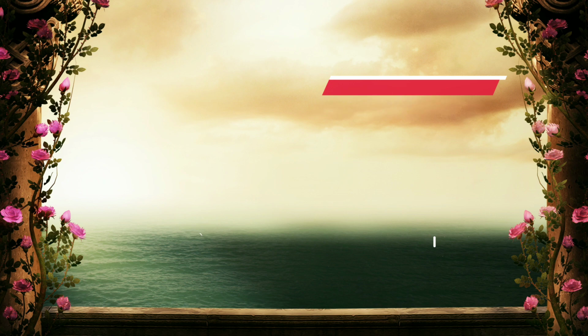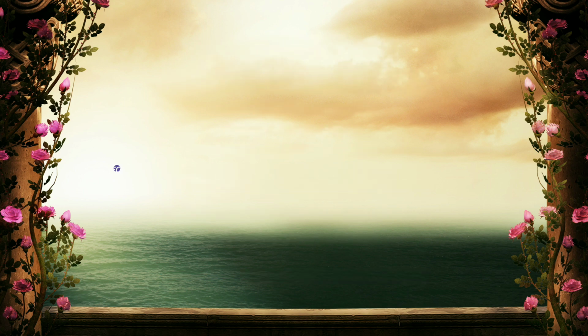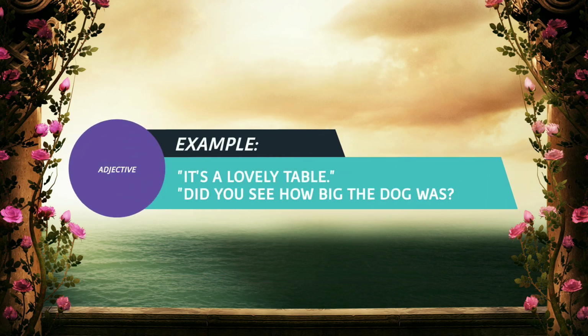Here dormant is an adjective. An adjective is one of the 8 parts of speech. Adjectives provide further information about a noun. Specifically, they explain more about a noun's size, shape, age, color, origin, or material. Example: it's a lovely table. Did you see how big that dog was?